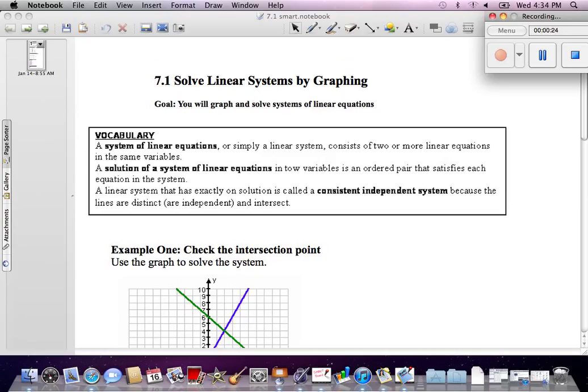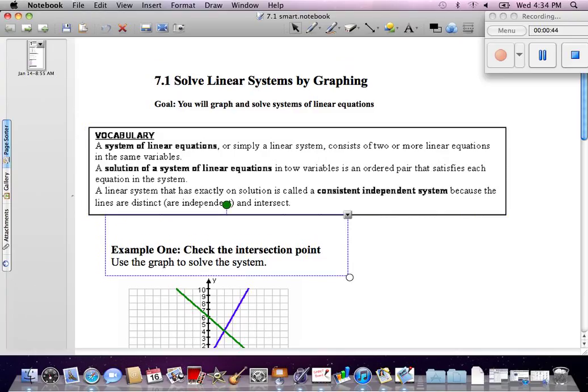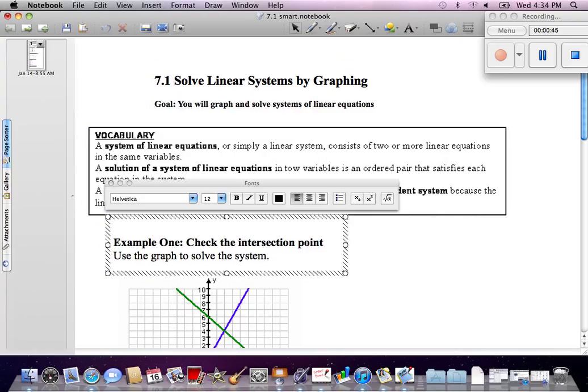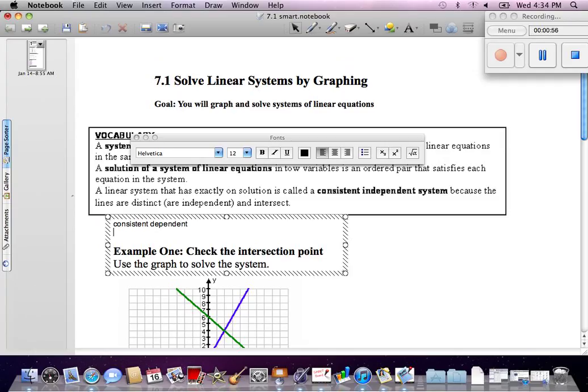So a linear system that has exactly one solution is called a consistent independent system, because the lines are distinct, independent, and intersecting. Two things I would like you to add on: we're going to talk about consistent, dependent, and inconsistent.